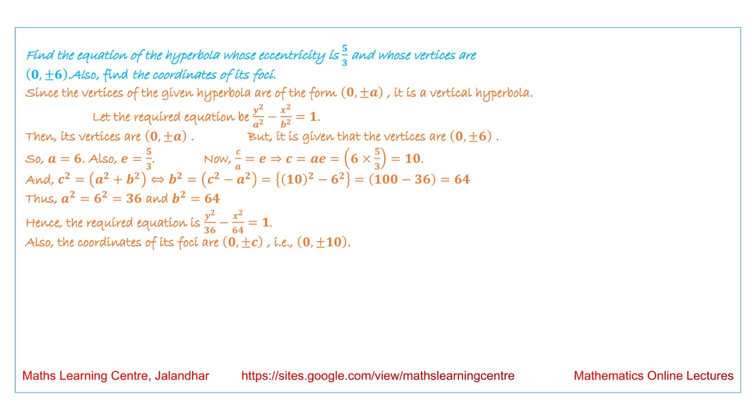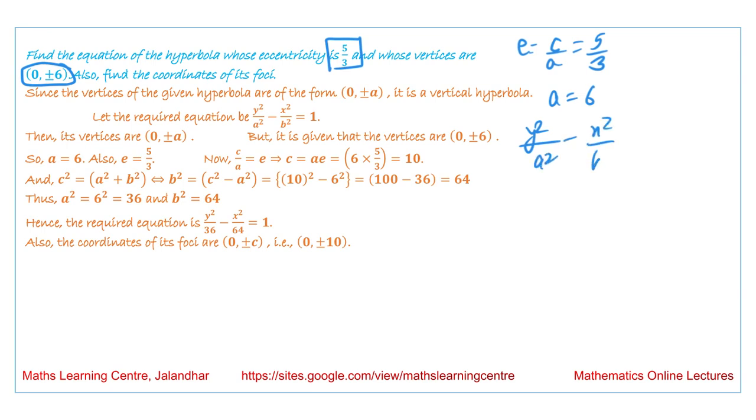Next is: find the equation of the hyperbola whose eccentricity is 5 by 3, that is e equal to c by a equal to 5 by 3, and whose vertices are (0, ±6). So again this is a vertical hyperbola, so the value of a is 6. The standard form we will have is y square over a square minus x square over b square is equal to 1.